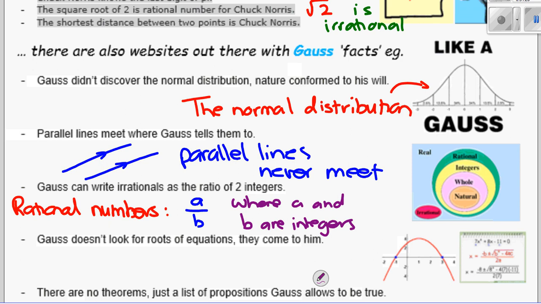And same thing, square root of 2. It's impossible to write the square root of 2 as a fraction with a whole number here and a whole number there. So that's a joke. Gauss can write irrationals as a ratio of two integers, two whole numbers.